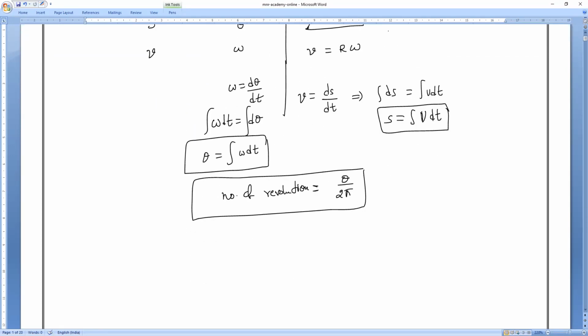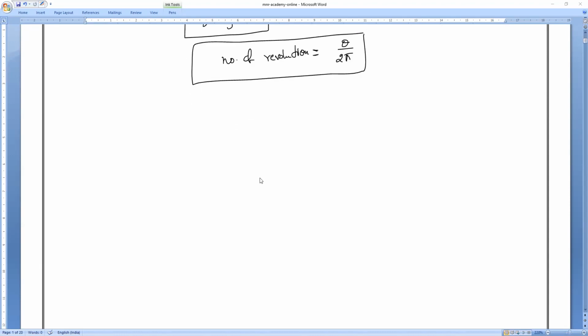You can see yesterday's heading. The heading we kept was introduction of terminologies: s, theta, v, omega, and next AT. What do you mean by AT? Tangential acceleration. AC is centripetal acceleration, alpha is angular acceleration, and AN means net acceleration. These are all the things we have kept. Now let us discuss what all these are.